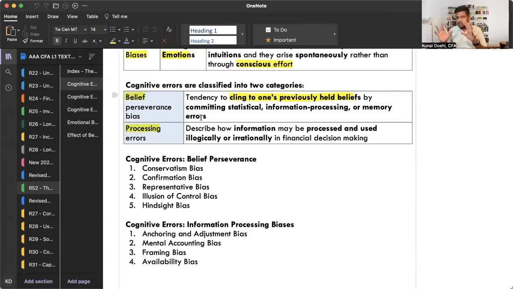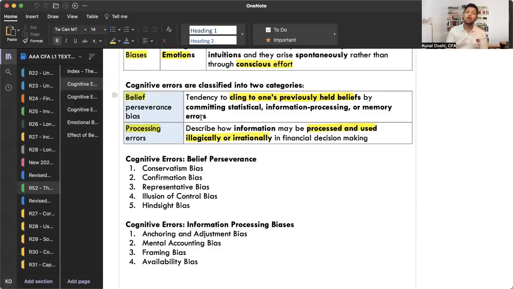Processing error means that you are taking the new information but not being able to process it and use it logically. So information may be processed and used illogically or irrationally in decision making. So belief perseverance, not taking the new belief, right? Processing means even if you've taken the belief, you're not able to use it properly, correct? Within both of these categories, there are several biases. We'll see all of them.